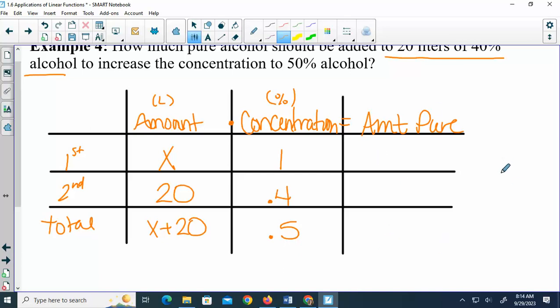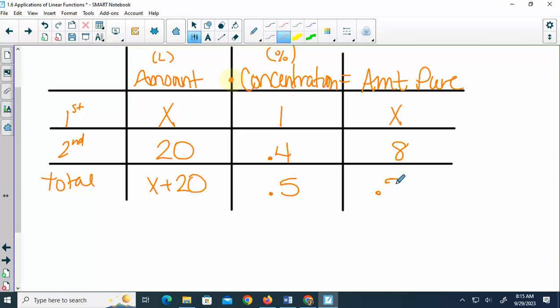This column we can get from our formula. It's the amount times the concentration to get the amount pure. So we do X times 1, which is just a 1X. I do 20 times 0.4. And I have to do 0.5 times the X plus 20. If you can get this column, then you have practically solved the entire problem.